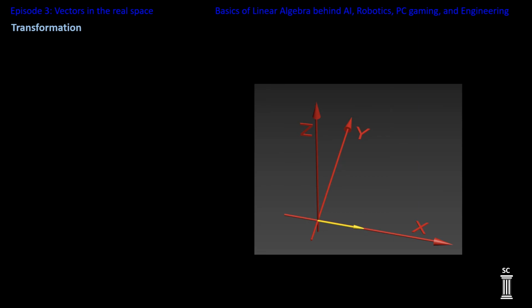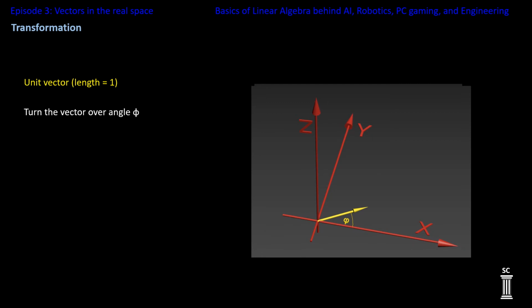We're going to start very simple with a red frame in which you have a yellow vector. The length of the vector is 1. Therefore we call it a unit vector. Now let's rotate the vector over an angle phi. Then we have a look at the projection on the x-axis. Remember, projection means that we shine light on it and look at the projection that it throws.